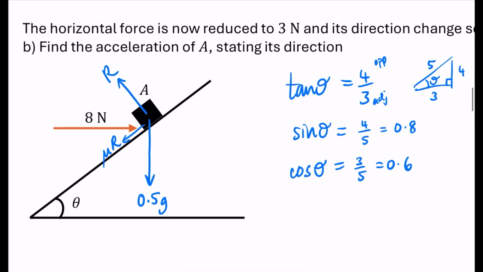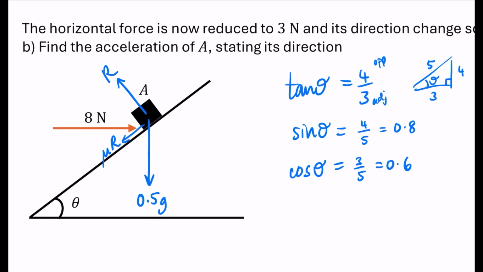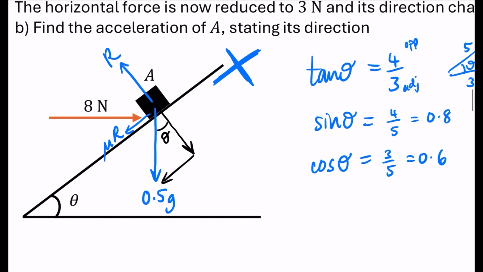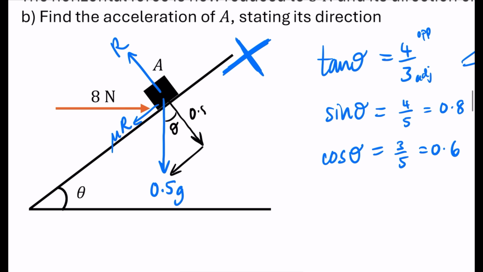So for the 0.5g, we need to split it so that all of our forces are now going either parallel or perpendicular to the plane, which means that I need to split this 0.5g so that we've got one that's perpendicular and one parallel. The angle that we have here is theta. I won't go through the details of that, but I do go through that in the playlist. So this one would be 0.5g cos theta, and this one would be 0.5g sine theta because it's opposite the angle.